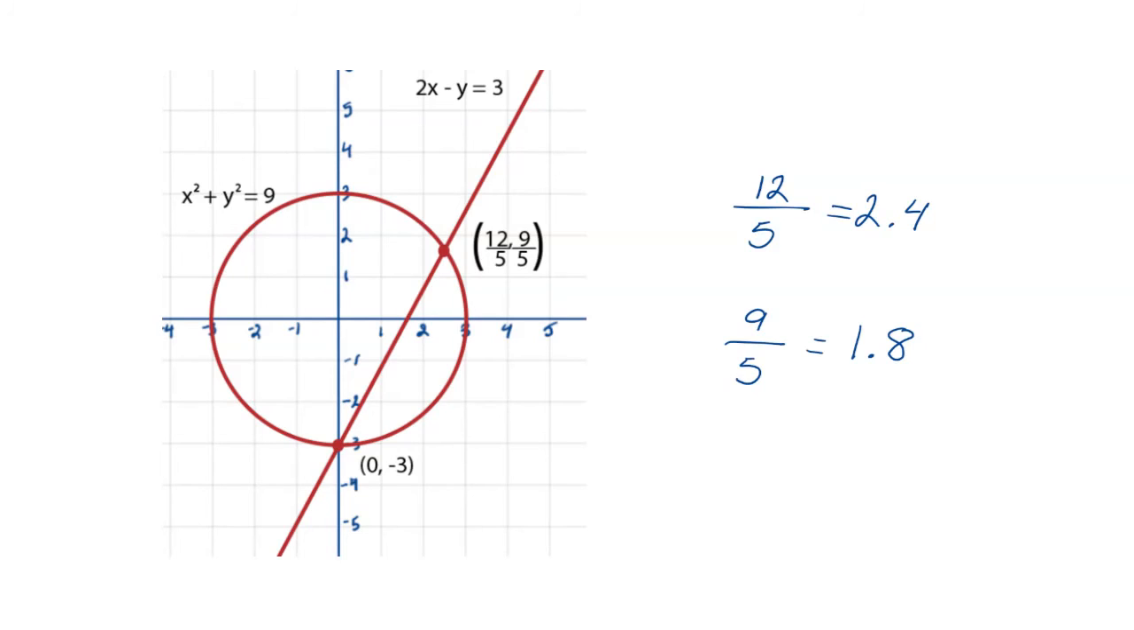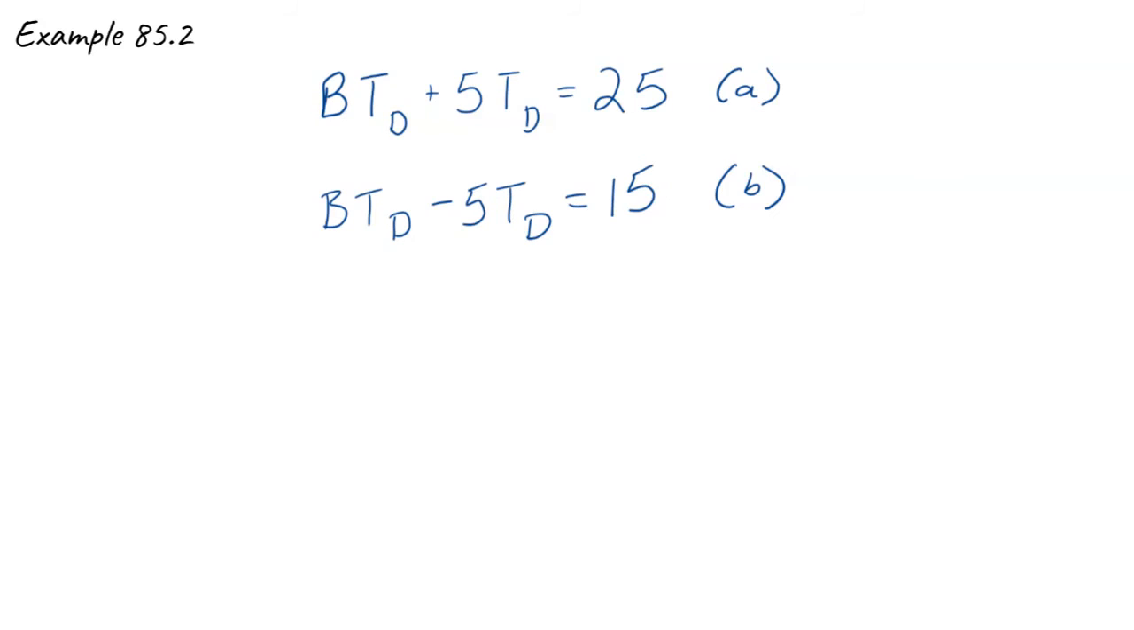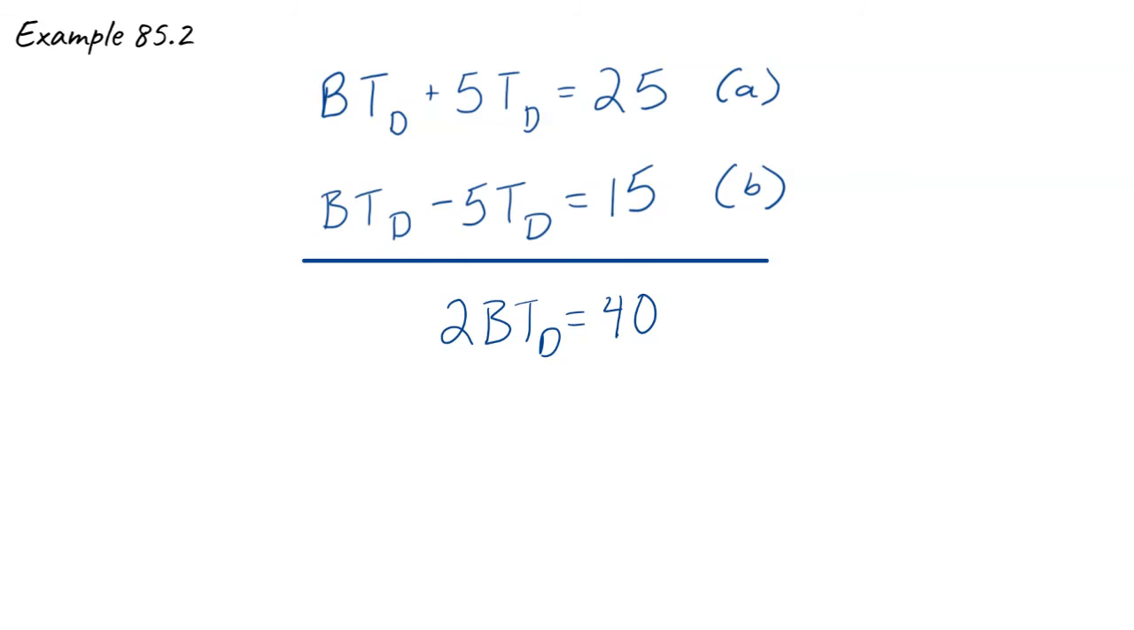So let's look at example 85.2. We have another system of equations here, and we notice right away that we can use elimination because 5td and negative 5td will cancel each other out. And when we finish dividing, we end up with BTD is equal to 20.